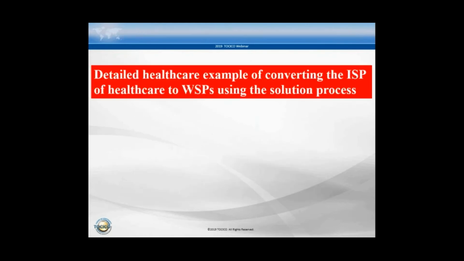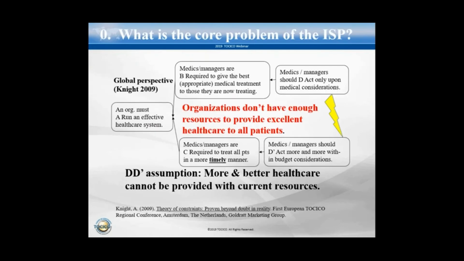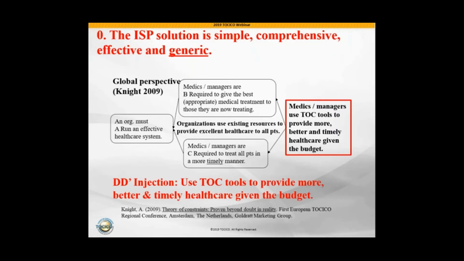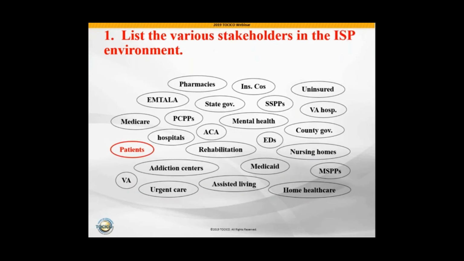Stage 2, I've talked about how to do that. Now let's go down to the level. This is his cloud that basically says the demand for healthcare is far greater than the supply. We cannot meet the demand for healthcare, and his solution was to implement the TOC tools, which allow them to provide more, better, and timely healthcare given the budget.